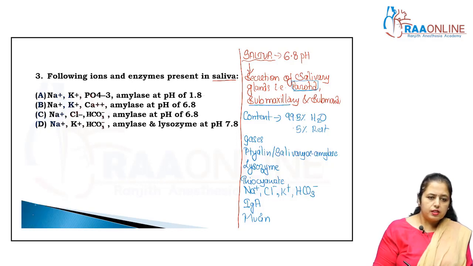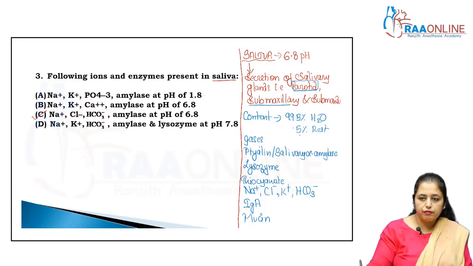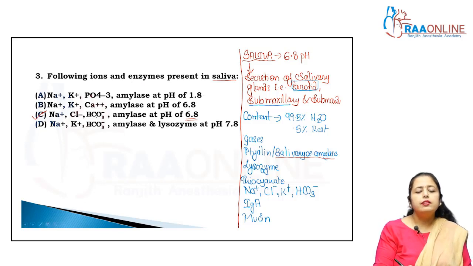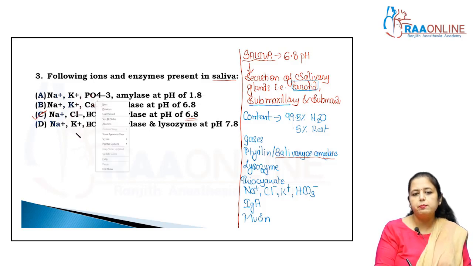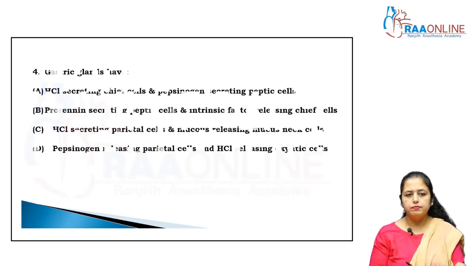That means the sodium ion and sodium chloride and bicarbonate with salivary alpha amylase enzyme at a pH of 6.8. So these ions and the enzymes are present in that. Calcium is not present here, that's why B is not possible. Potassium is there, sodium is there, just minor change in that option, that is the presence of the calcium. Clear? So calcium is not present in the saliva. Clear? Now come to the next question.